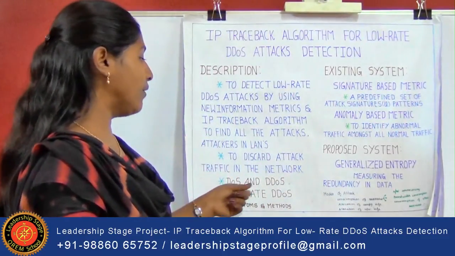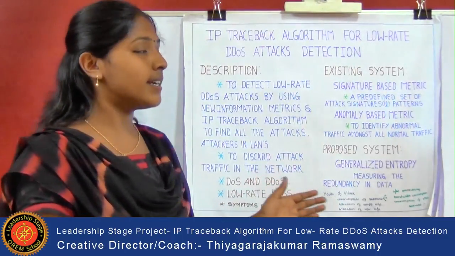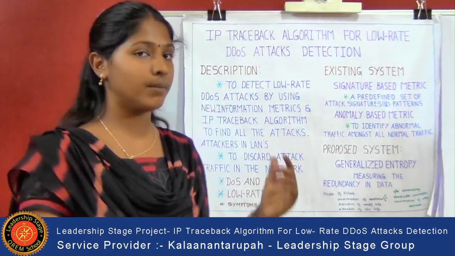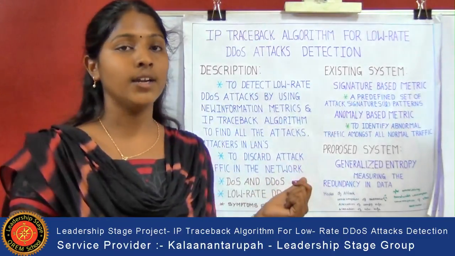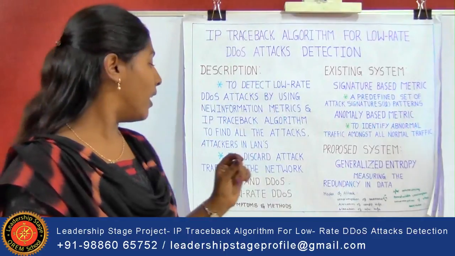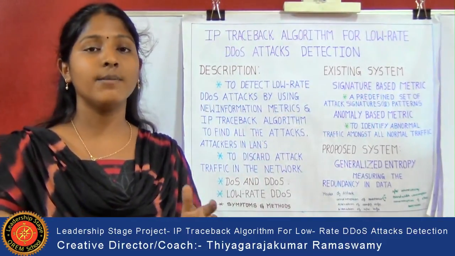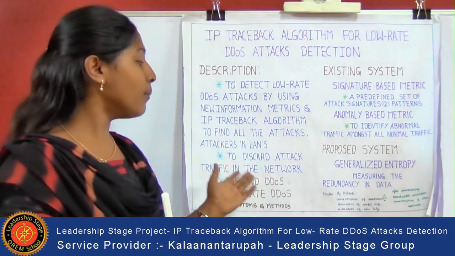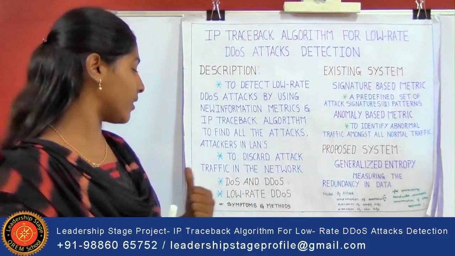Then what is a low rate DDoS attack? It is an intelligent attack in which the attacker sends attack packets to the victim at a sufficiently low rate to escape detection. It can also conceal its traffic because it is very much like normal traffic. In a network there is normal traffic and abnormal traffic, and this abnormal traffic also looks like normal traffic when we implement a low rate DDoS attack.